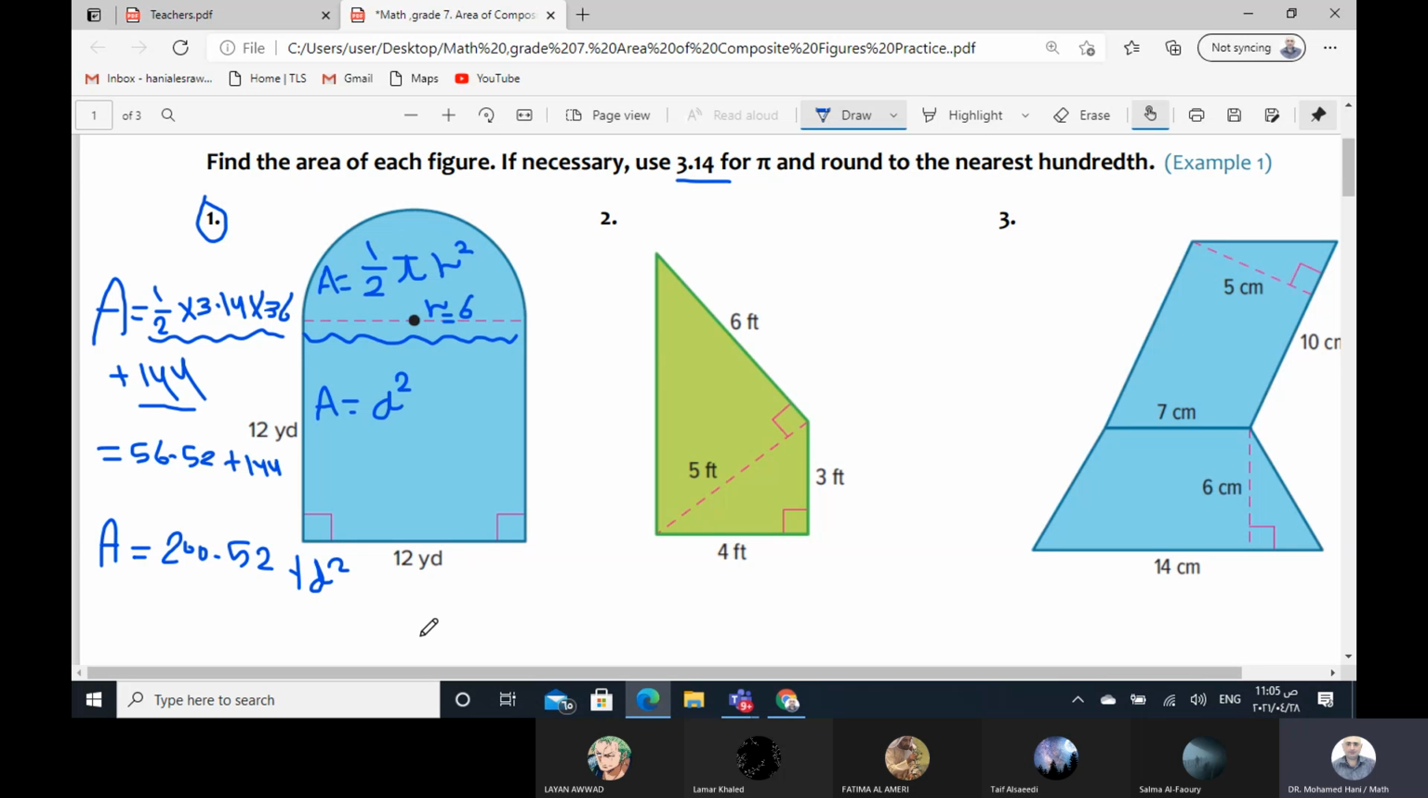Who has any question here? No question. Okay, now I want from all to try to solve number 2, please. Start, please.